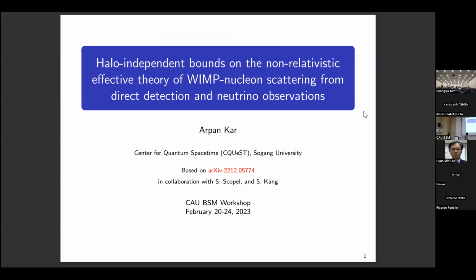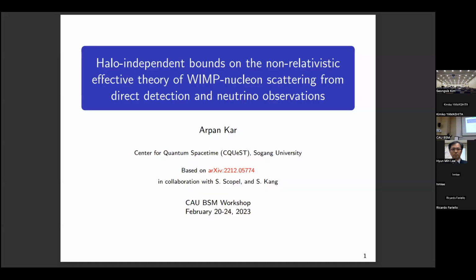He is from Sogang University, and he will give us a talk about halo-dependent bounds on the non-relativistic effective theory of WIMP-nucleon scattering from gravitation and string observation. Today I will talk about halo-dependent bounds on the non-relativistic effective theory of WIMP-nucleon scattering. This talk is based on our recent work, in collaboration with Professor Stefanos Kopel and Dr. Chung-Ang.